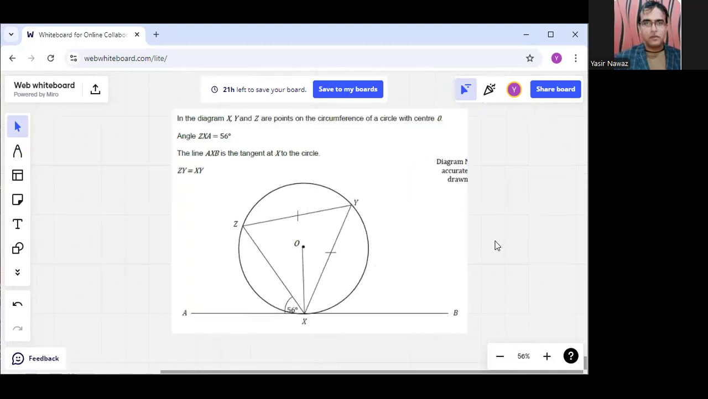In the diagram, X, Y, and Z are points on the circumference of a circle with center O. It says that angle ZXA is 56, this angle. The line AXB is a tangent at X to the circle.